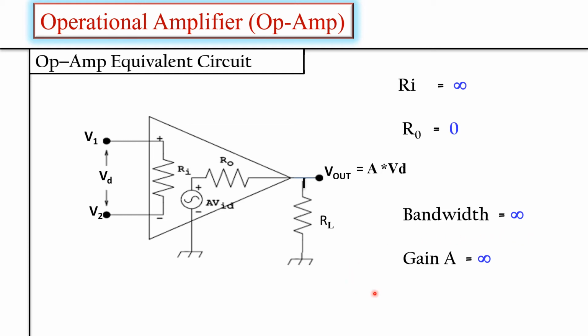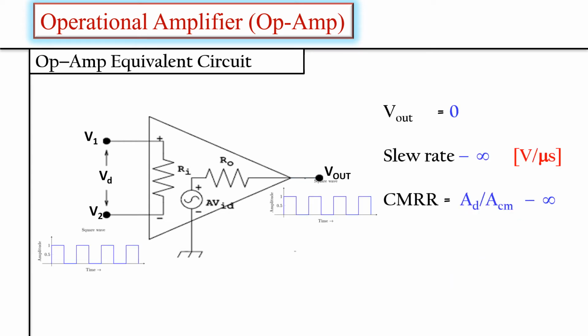Similarly, the gain of the ideal op-amp should be equal to infinity. So the open loop gain of the amplifier should be equal to infinity. So we have seen four characteristics: the input impedance should be infinity, the output impedance should be 0, the bandwidth should be infinity, which means it should respond to all frequencies, and the open loop gain should be infinity. What is gain? Output upon input. Output voltage upon input is nothing but the gain A. So the open loop gain should be infinity.